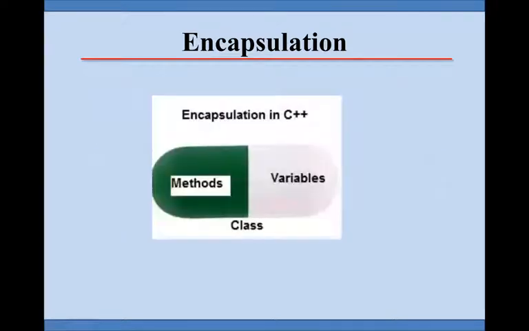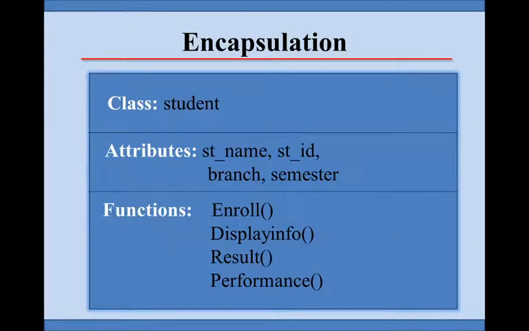Now, this is the pictorial representation of encapsulation. We have a single capsule which has methods and variables included in it, and we form it as a class. Whenever you think about what encapsulation is, just imagine this diagram, and you will be able to answer it. Now, let us see an example. Here we have the class student, with attributes name, ID, branch, semester, and some functions. These are encapsulated within a single unit, and that unit is called student.